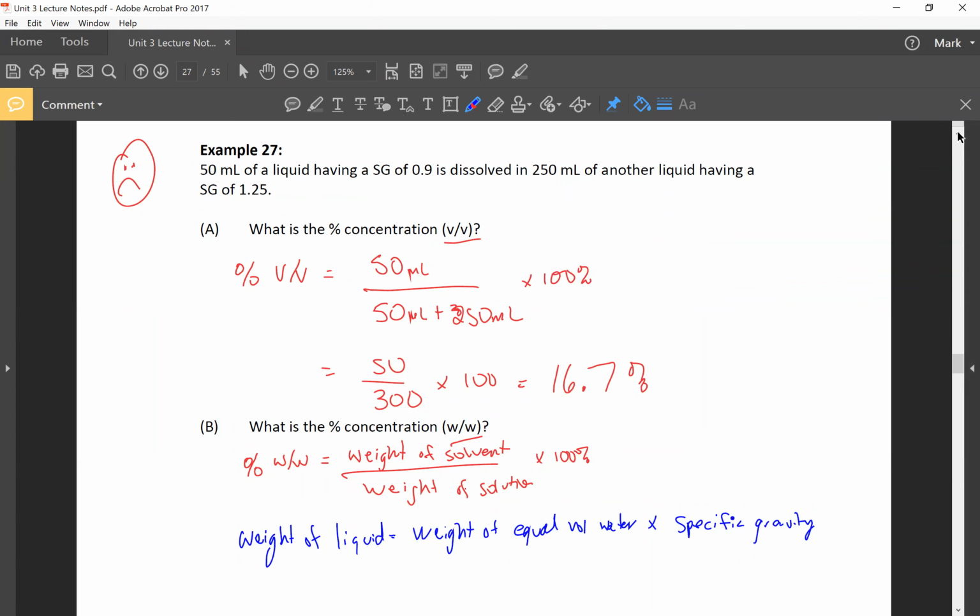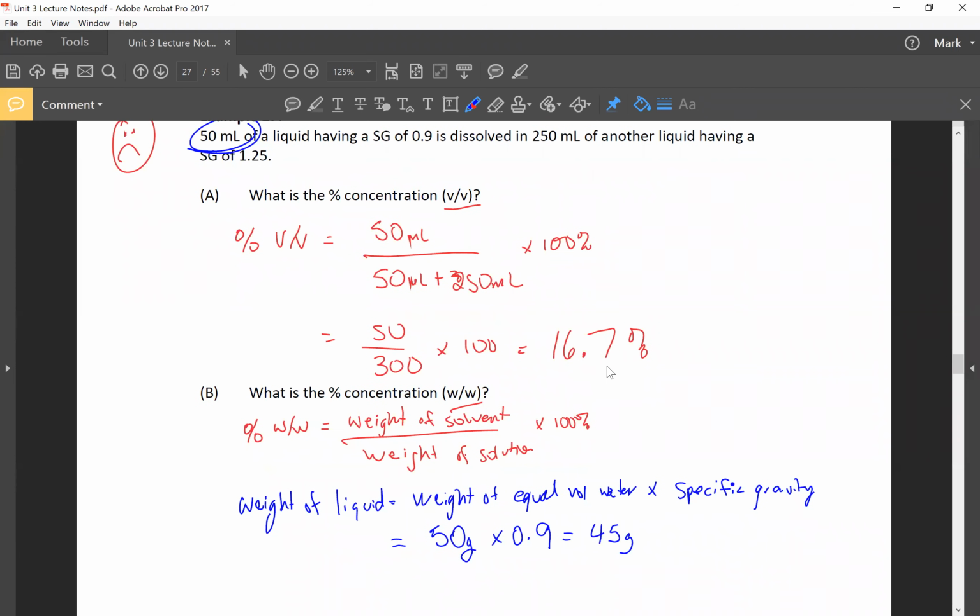So my first liquid is going to be 50 grams. Now, where did the 50 come from? It's 50 milliliters. 50 milliliters of water is 50 grams of water. And I'm going to times that by 0.9. So this is my first solution. So 45. Oh, I should have been able to do that in my head. That's shameful.